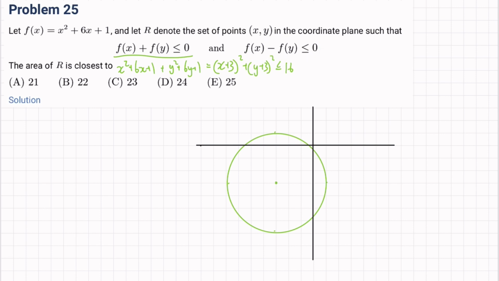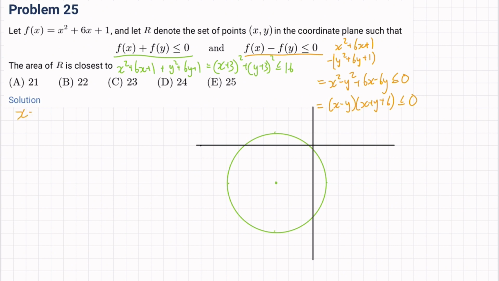f(x) minus f(y) is less than or equal to 0. So for this, we would get x squared plus 6x plus 1 minus (y squared plus 6y plus 1). This would be equal to x squared minus y squared plus 6x minus 6y, and this is less than or equal to 0. So if we factor out, (x minus y) times (x plus y plus 6) will be less than or equal to 0, right? So for this, there are two possible ways. We can have x minus y and x plus y plus 6 be positive and negative, or negative and positive, right?